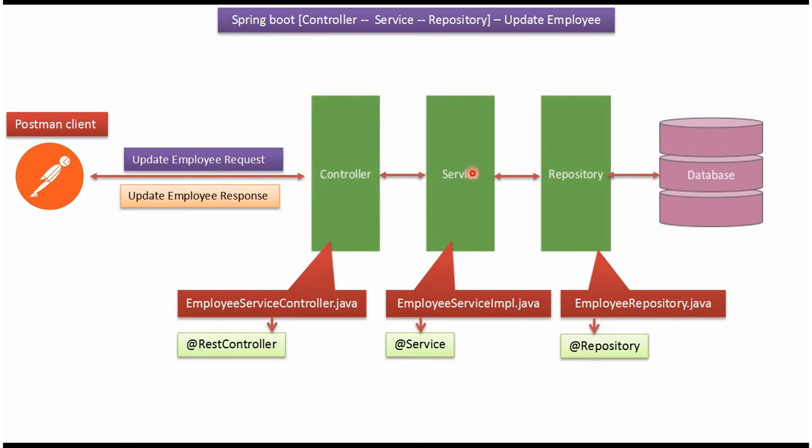Then the request goes to service layer. Then the request goes to repository layer, and repository layer updates the employee record in the employee table, and finally the update employee response goes to the client.